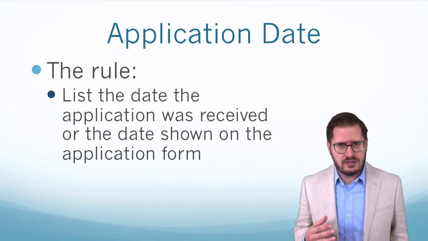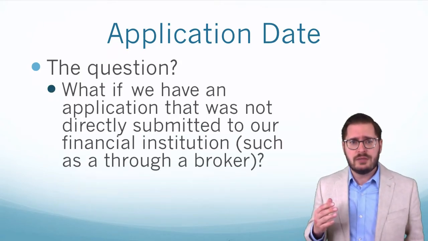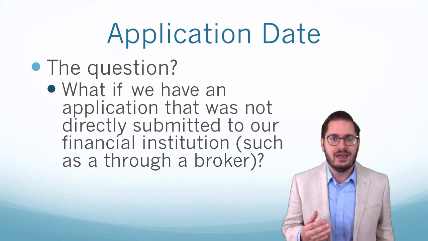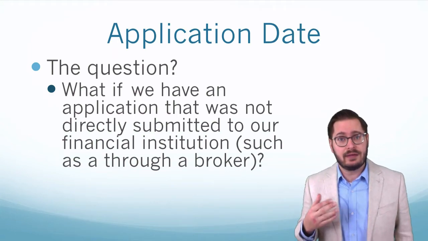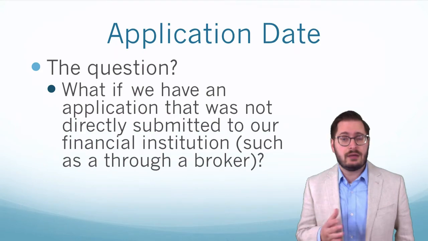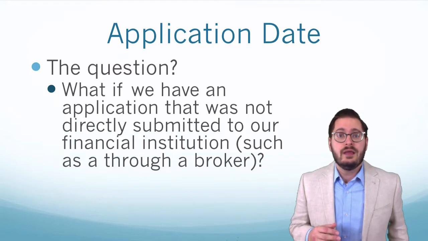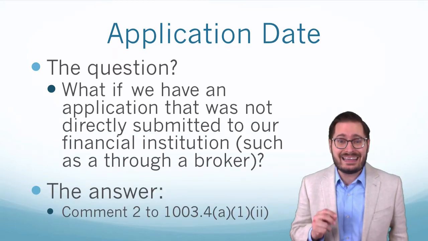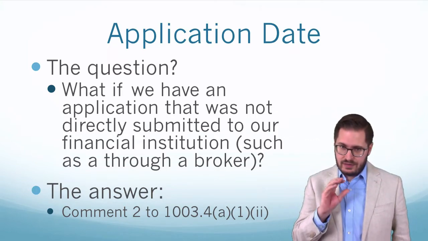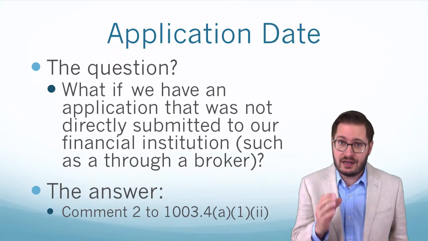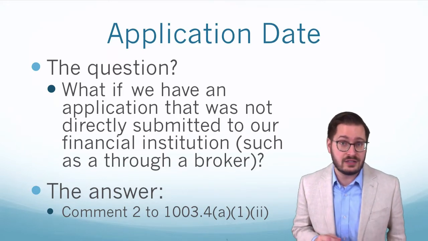Now, sometimes we get questions that relate to the application date but aren't answered in the rule, such as the question being, what if we have an application that was not directly submitted to our financial institution? So, for example, you may have an application that comes in through a broker, that's a channel other than directly to your financial institution. What application date do you use? Well, fortunately for us, the answer is found in the commentary of 1003.4(a)(1)(ii), which is where the requirements for the application date are found in Regulation C. And the answer is in comment 2 to that section of Regulation C.